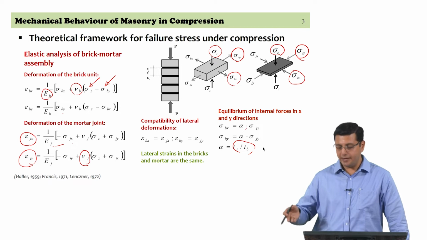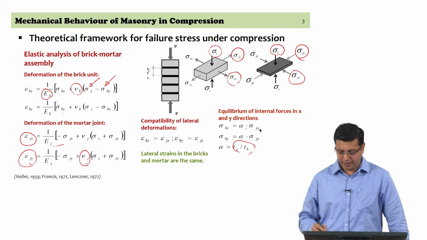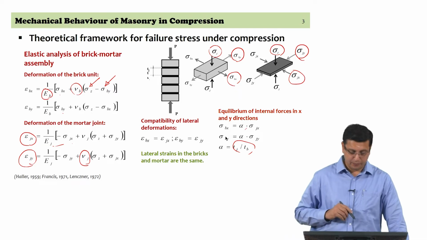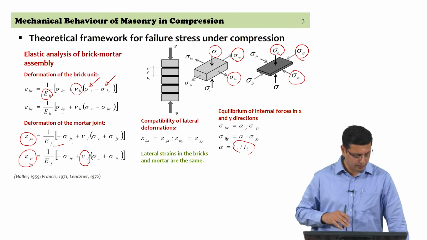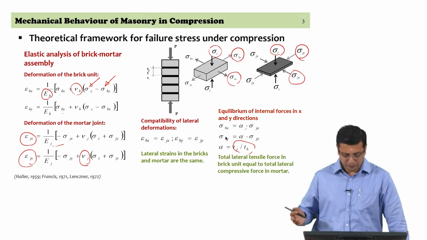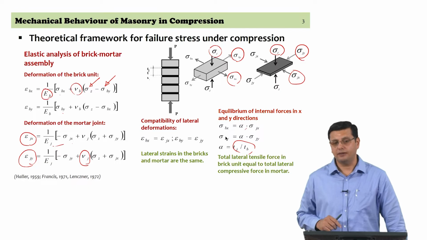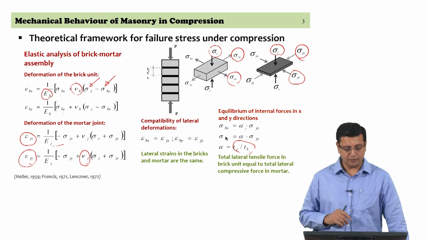So, sigma Bx can be written as Tj by Tb into sigma Jx, and similarly sigma By can be written as Tj by Tb into sigma Jy. So, this is the basic set of assumptions that we are working with, and the force equilibrium and the compatibility of deformations is what is helping us write down this set of expressions.